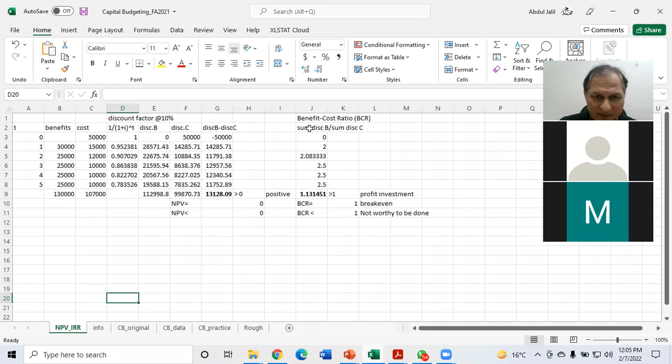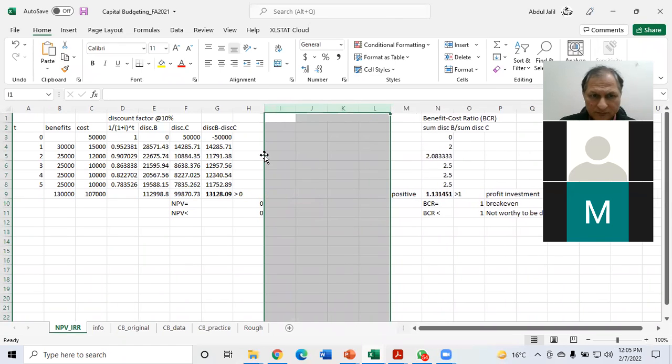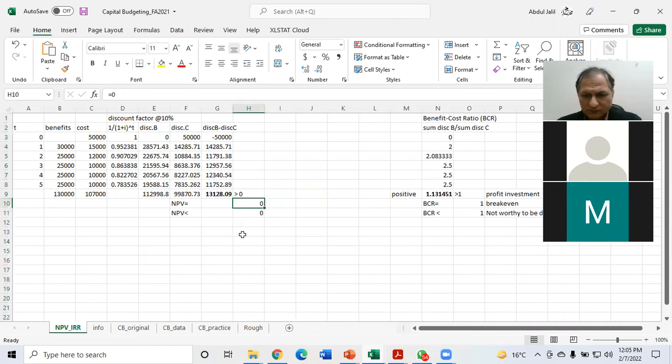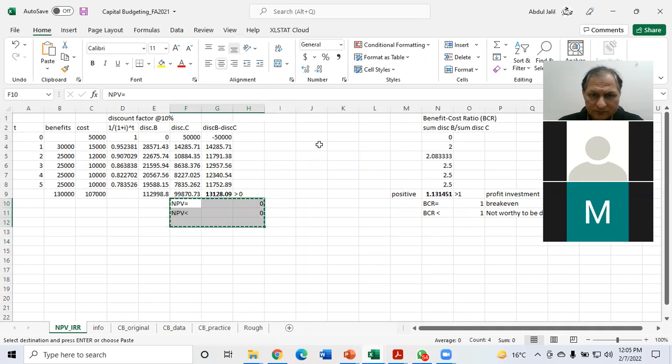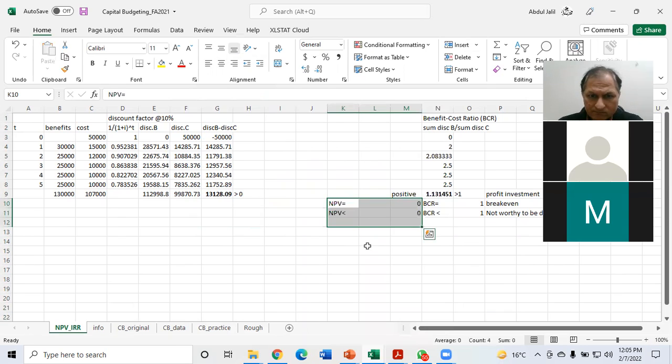So actually, I'm going to generate some more columns, and I'm just going to move this at this point.